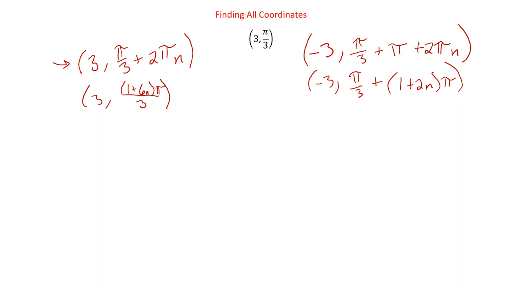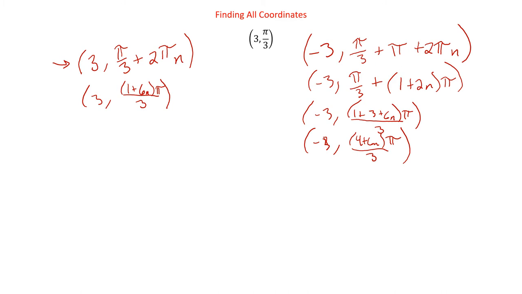And then over here, we'd factor out negative 3. Then we can put it over 3. So we'd have 1 plus 3 times 1 plus 2n. So that'd be 3 plus 6n pi. And then 1 plus 3 is just 4. So we'd have negative 3 comma 4 plus 6n pi over 3. These are the same. They're more simplified.